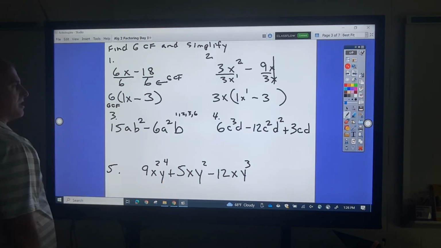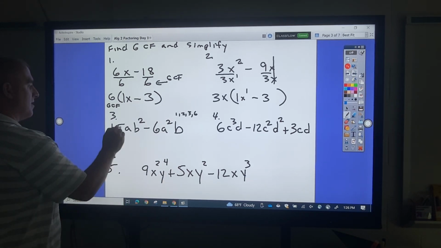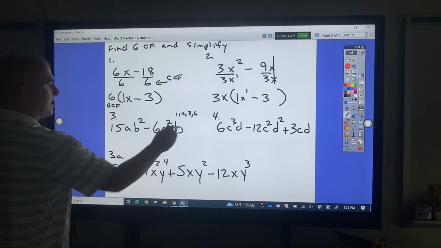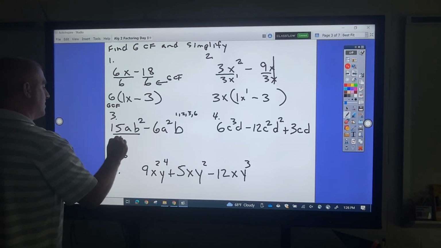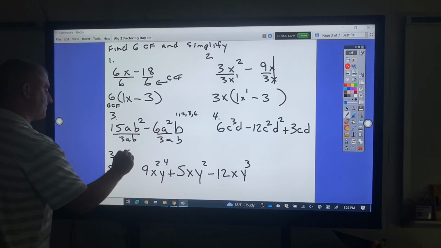What would be the biggest one that goes into 15? That would be 3. So that would be that part. They each have an a, smallest exponent would be that. They each have a b, smallest exponent is that. So what I want to do is divide both terms by that.